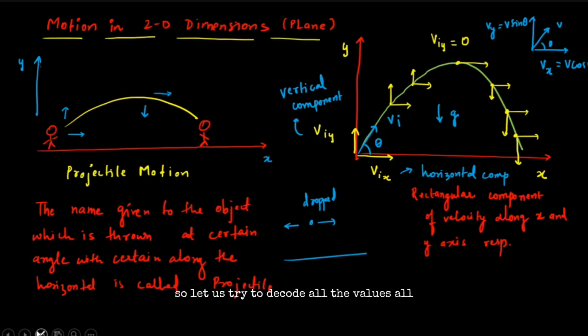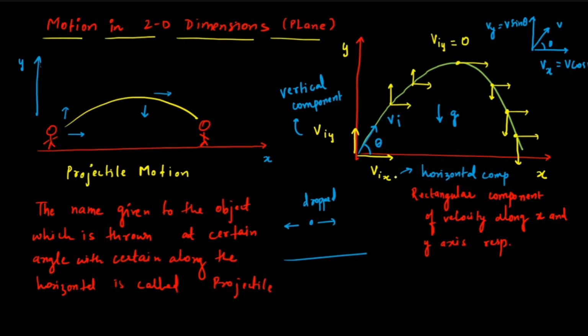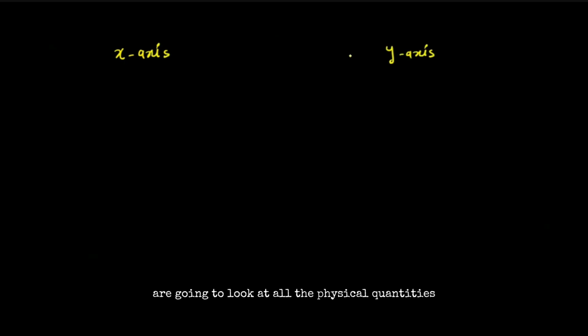So let us try to decode all the physical quantities that need to be solved during projectile motion. How many things do we have, and what exactly do we call those things? Suppose there are two axes, as you already know, the x-axis and the y-axis. We are going to look at all the physical quantities that lie under the x-axis as well as under the y-axis.